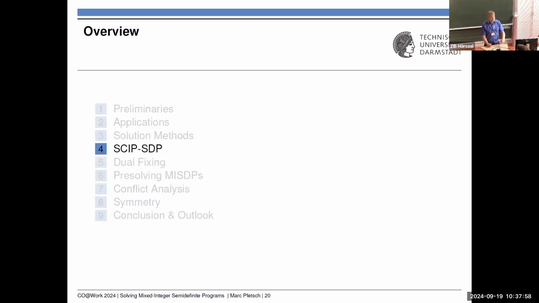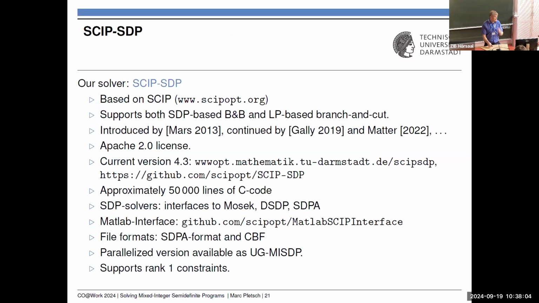Okay, before I show you computations, let me speak about solving the problems and about SCIP-SDP. SCIP-SDP is one solver to solve mixed integer SDPs. It's based on SCIP. You've heard the name. And it supports both SDP-based branch and bound and this linear approximation, LP-based approach, which I just discussed.